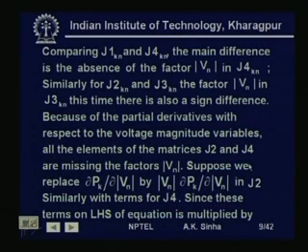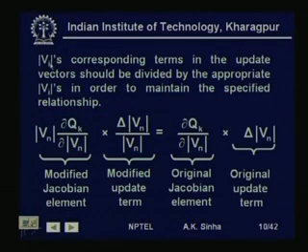Now, suppose we replace this ∂Pk/∂Vn by multiplying it by Vn, the magnitude value. So we replace this by Vn times ∂Pk/∂Vn in J2. Similarly, the terms for J4 can also be multiplied by Vn. Since these terms on the left hand side of the equation are multiplied by Vn, the corresponding terms in the update vector should be divided by the appropriate Vn in order to maintain the specified relationship.